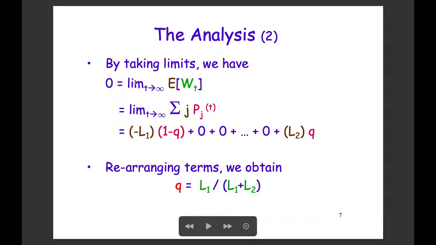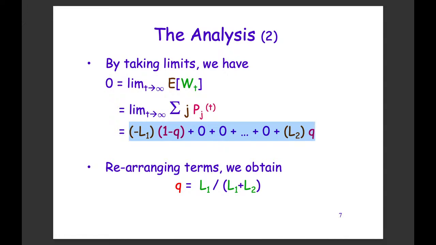And then we take the limit of t tends to infinity on both sides. So this is remaining to be 0. This is now becoming, we can now plug in the value of the probability of j at t steps. It will be equal to what? Normally it is equal to 0 for all the intermediate cases, and then it is 1 minus Q for the first state, and then Q for the last state. So we will have this equation. 0 is equal to this one.